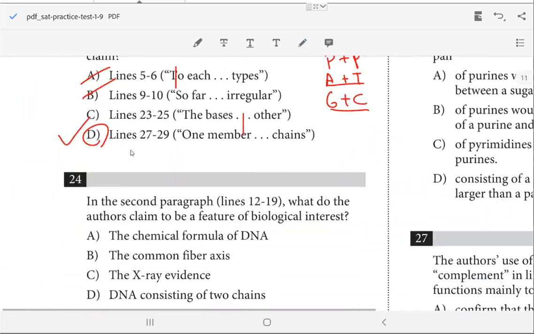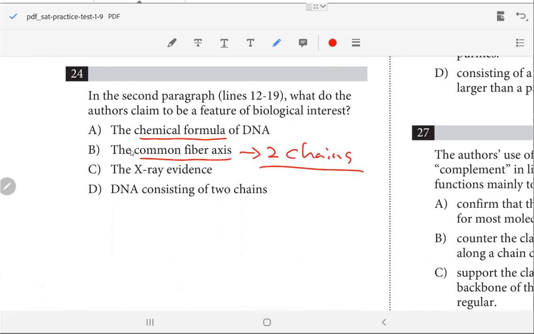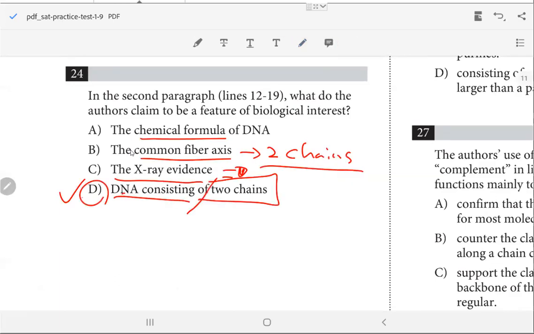자, 그럼 답변을 맞춰봅시다. A, chemical formula of, we don't know the chemical formula. It's just two chains, not one. In one common fiber axis, there exists two chains. So importance is there are two chains, not one. 이건 evidence로 쓴 거고, 그러니까 24번 D. Consisting of two chains. Bang!